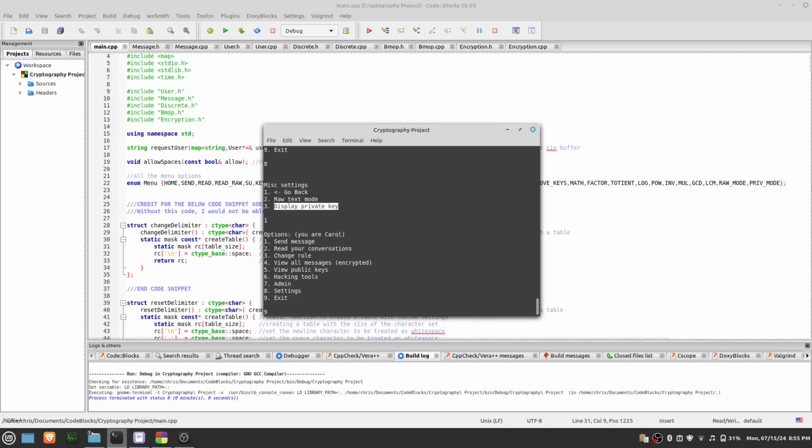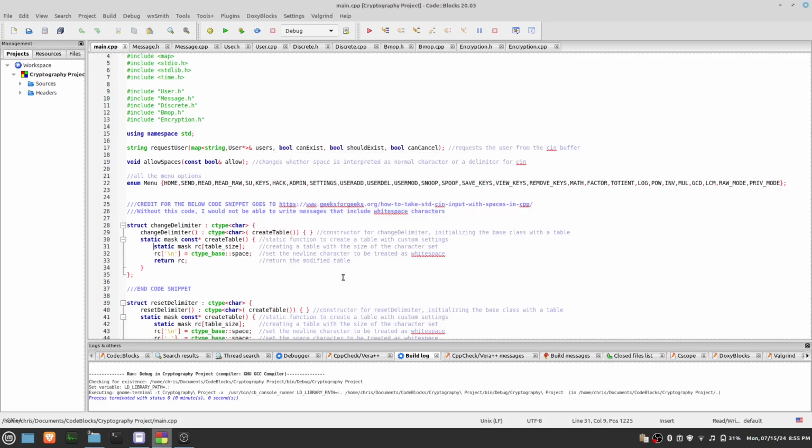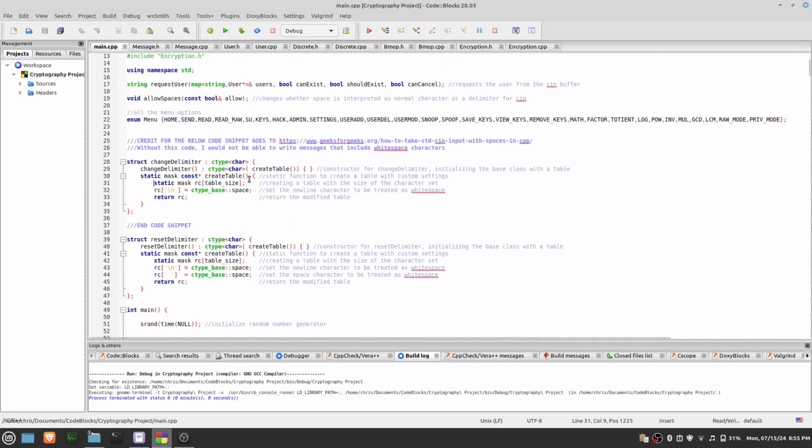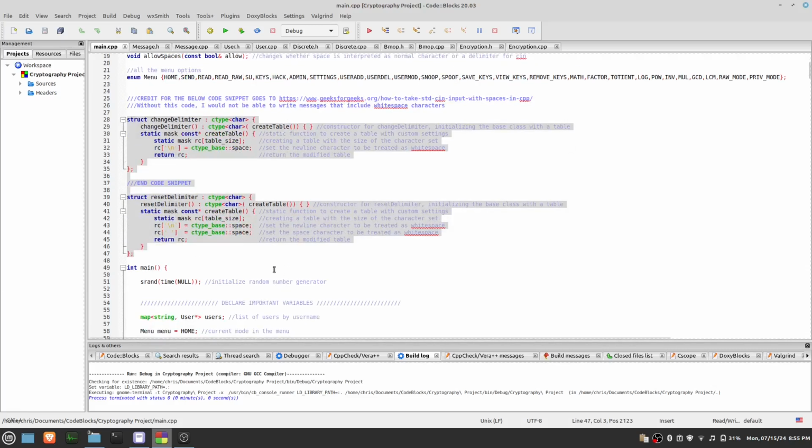But yeah, let's actually show how this code works. So at the core of this, oh, and first things first, in case anyone was wondering, I sort of took this code from the internet. This right here, the change delimiter. You might have noticed during the demo that when you send a message to someone, you can use spaces in that message. But when I used the math tools and took the least common multiple, space was used as a delimiter between the numbers.